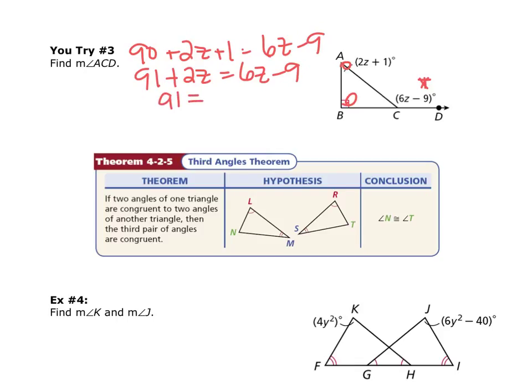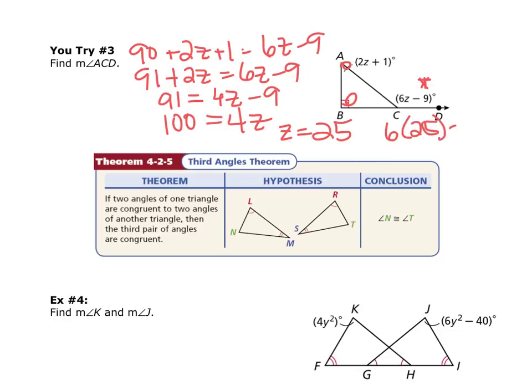So that will leave me with 91 equals 4z minus 9. And then I'm probably going to add 9. So that will give me 100 equals 4z. And so then we just want to divide both sides by 4, and we're going to get 25. So z is 25, but I need the measure of ACD. So ACD is the exterior angle right here, this outside angle. So I'm going to have to do 6 times 25 minus 9. So 6 times 25 minus 9, I get 141 degrees.